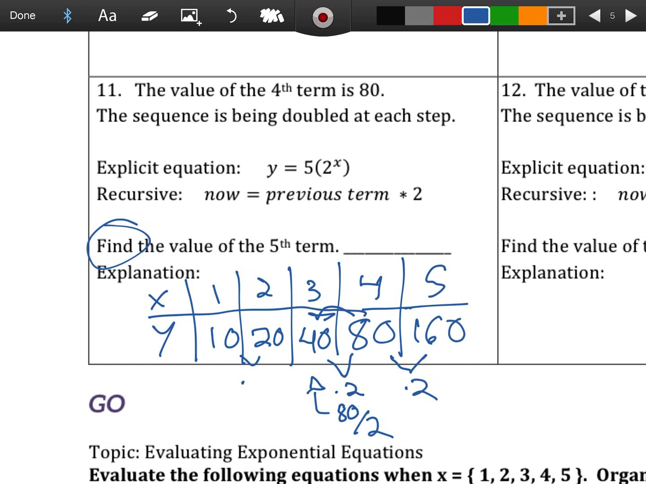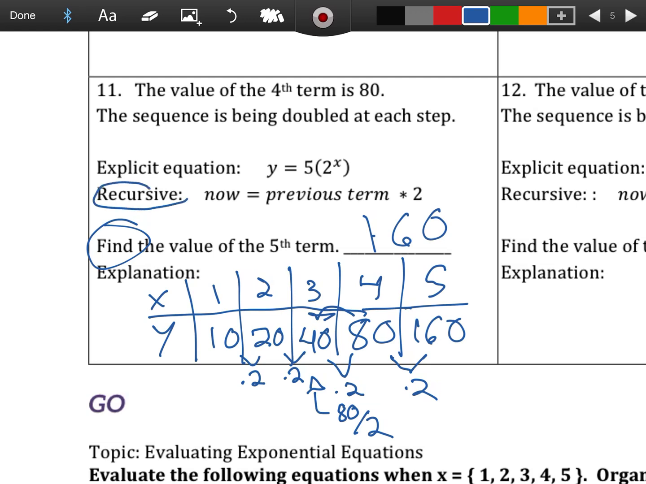Okay, so if we're finding the fifth term, 80 times 2, 160. Because remember, we keep multiplying 2 as we move to the right. But if we move to the left, we're dividing. So 160.